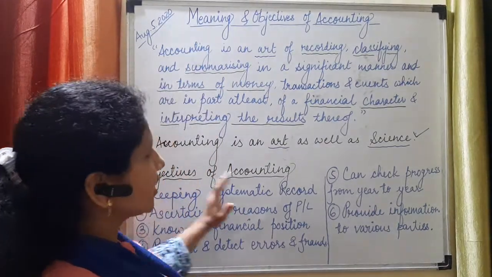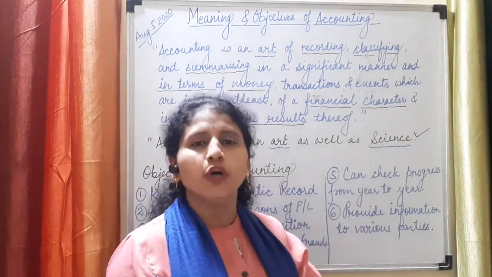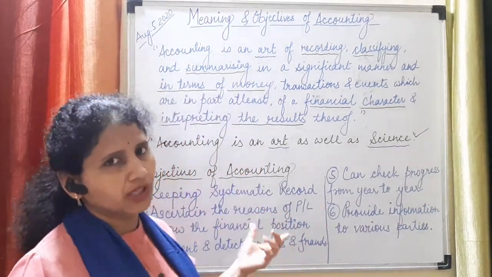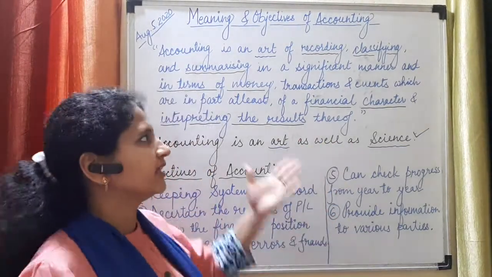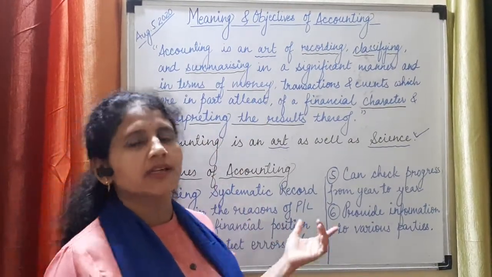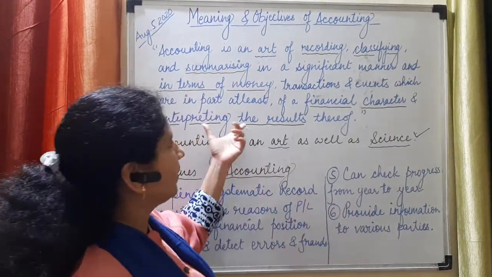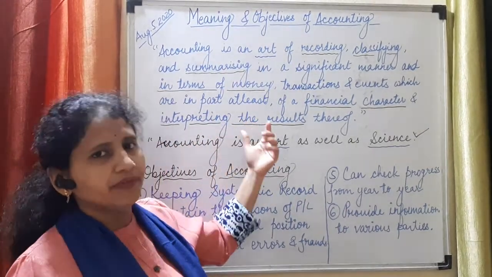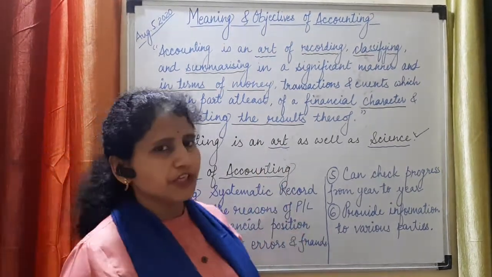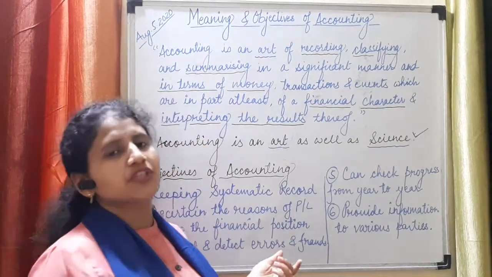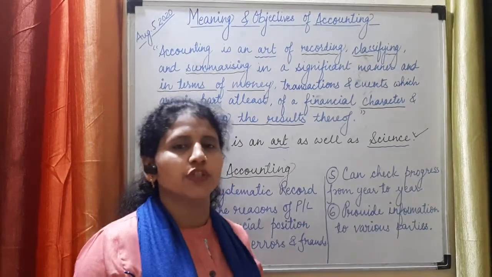Now let us start with the objectives of accounting. You may go through the theoretical portion of your book in depth. Here I am just giving you the key points. Keeping a systematic record, that we have already discussed, that with the help of accounting we can keep our records in a systematic manner. Ascertaining the reasons of profit and loss. When we prepare the financial statements, we can calculate whether we are in profit or in loss. Know the financial position. One financial statement is called the balance sheet, which helps us to check the financial position of the business.